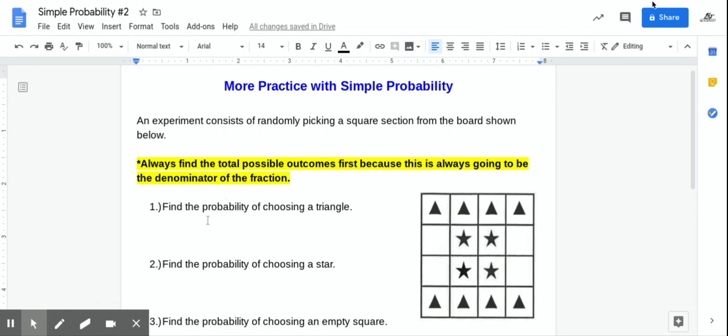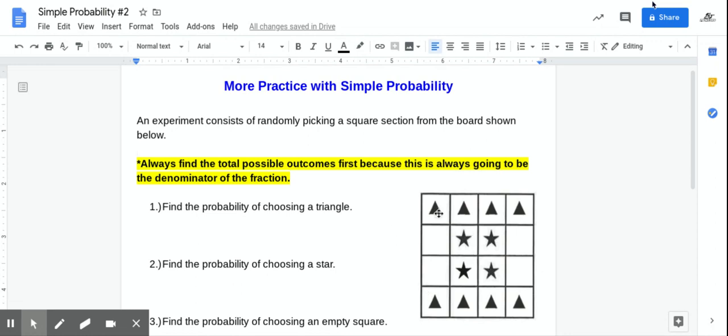So how we want to start, and I highlighted this because it's very important, we want to always find the total possible outcomes first, because we're going to represent the probability as a fraction, and the denominator of that fraction is always going to be your total possible outcomes. Our total possible outcomes just means, how many squares are in this board? Because we're going to pick one square each time. So we just have to determine, how many are there in total? What are the total possible outcomes?